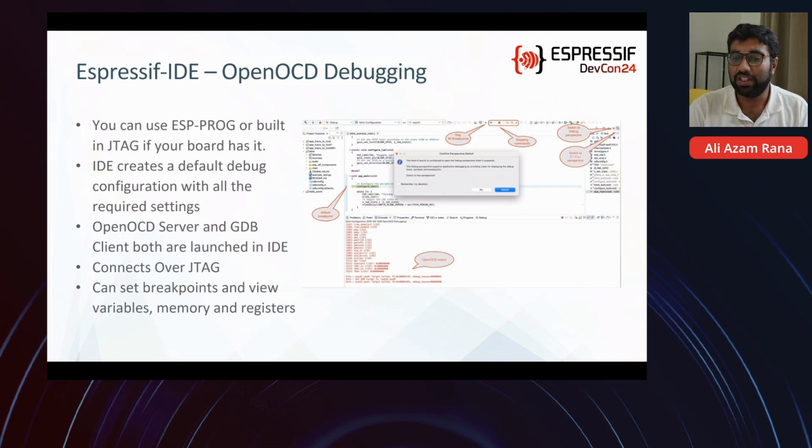You can either use the ESP-Prog board or the built-in JTAG, depending upon the device or the kit you are using. And the IDE will itself create a default debug configuration and take care of starting the OpenOCD server and GDB client, and will connect over the JTAG. You can set the breakpoints and view variables, memory, and registers live, and all the debugging things that you can expect while the application is running live are present to you. So let's quickly go towards the demo.